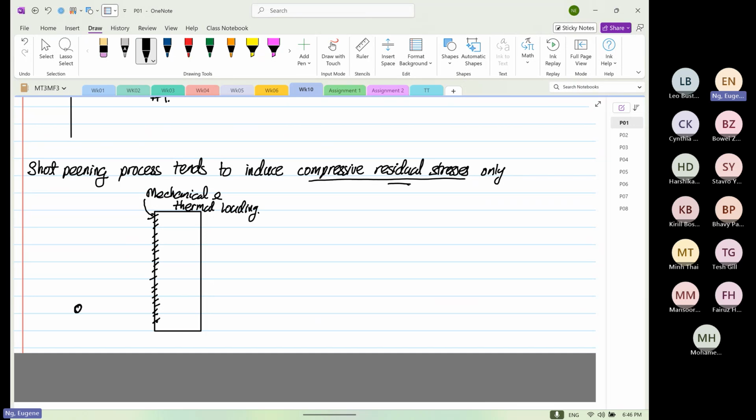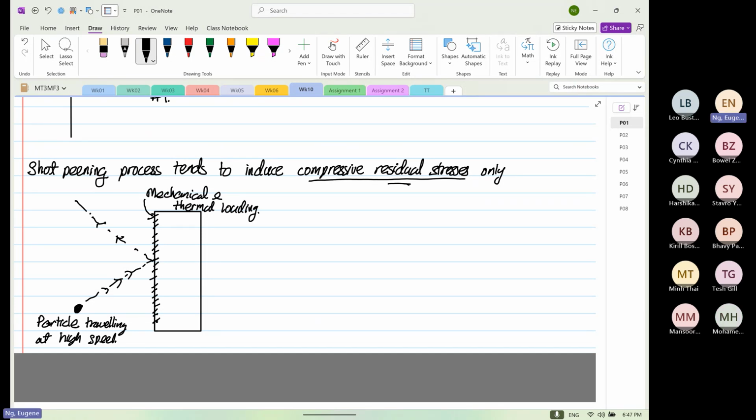So in shot peening, what it does, this is a particle traveling at high speed, and it will hit the surface in this direction and bounce back. Sometimes it can bounce away, sometimes it can disperse.